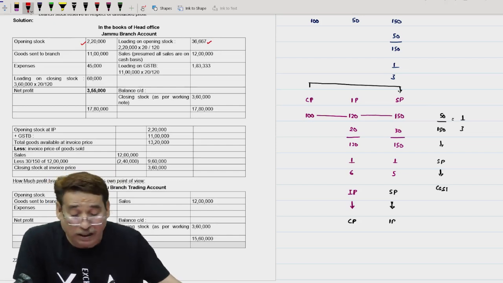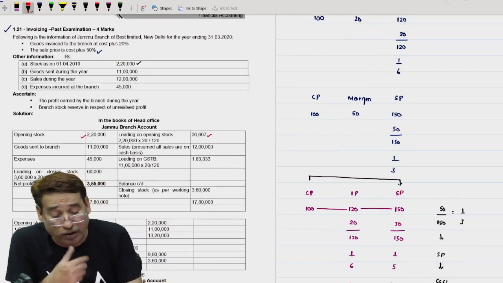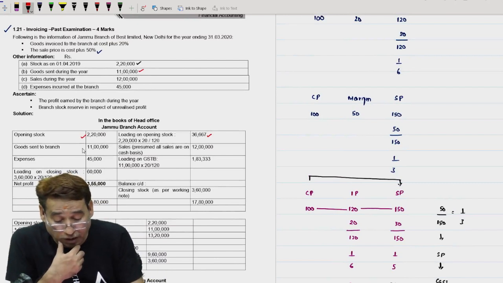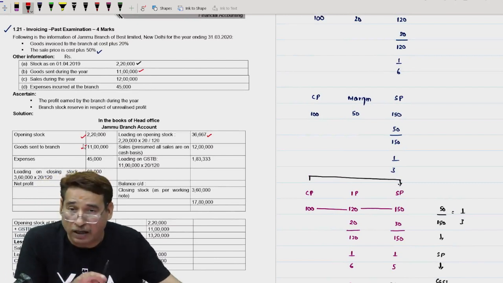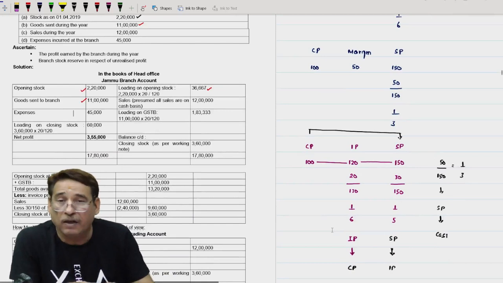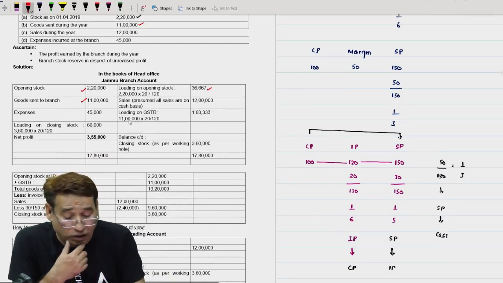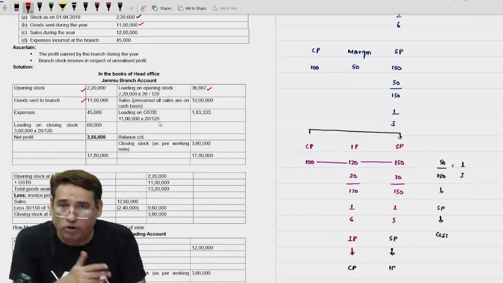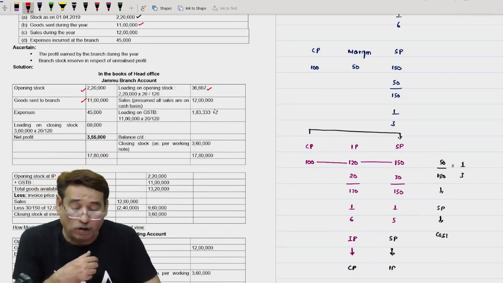Correct. Then in the question, you have been given goods sent to branch. You will write here goods sent to branch account 11 lakh. Again, this item is at invoice price. You will take the loading. Loading 20/120 or 1/6. This will be your loading.